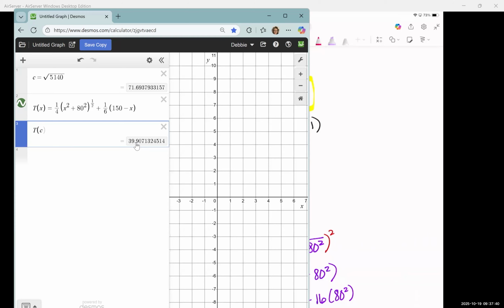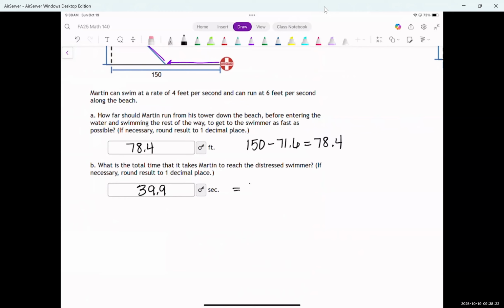So we have 39.9 seconds. And again, that's the total time at our critical number, approximately 71.6. But notice that by doing it in the calculator, I avoided any rounding error.